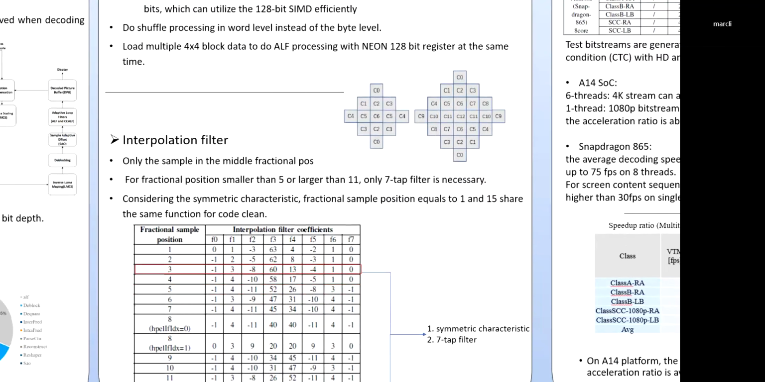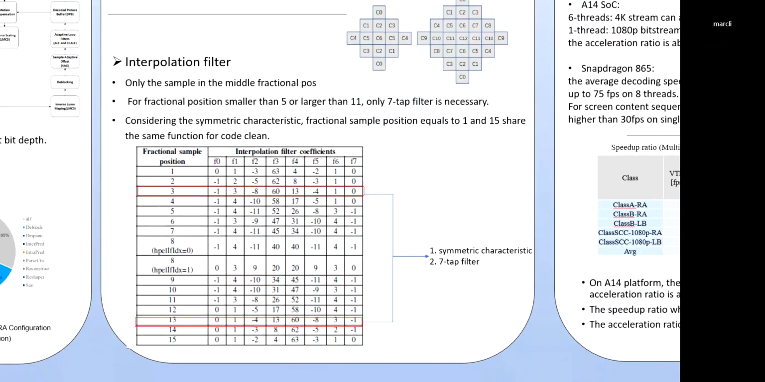For the interpolation filter, here I put a table of filter coefficients. You can see only the sample at the middle fraction has 8-tap filter coefficients. For fractional precision smaller than 5 or larger than 11, only a 7-tap filter is necessary. Also, we consider the symmetric characteristic of this table.